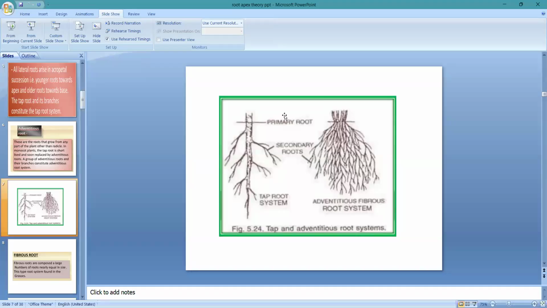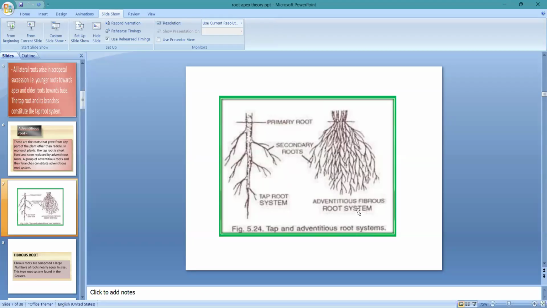Coming to the adventitious roots, this is the adventitious fibrous root system. These are roots that grow from any part of the plant other than the radicle. In monocot plants, the taproot is short-lived and soon replaced by adventitious roots. A group of adventitious roots and their branches constitute the adventitious root system. So this is the taproot system with the primary root and secondary roots, and this is the adventitious fibrous root system.